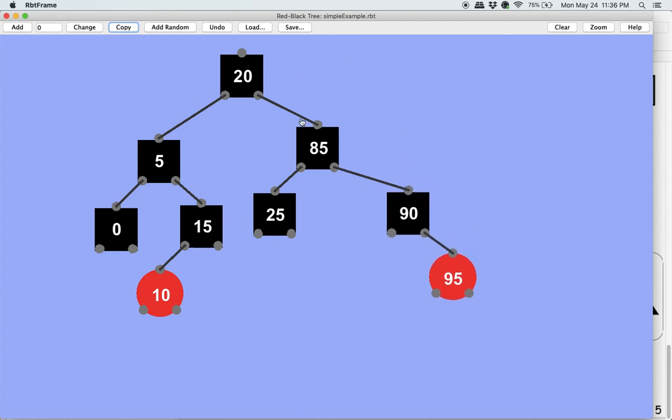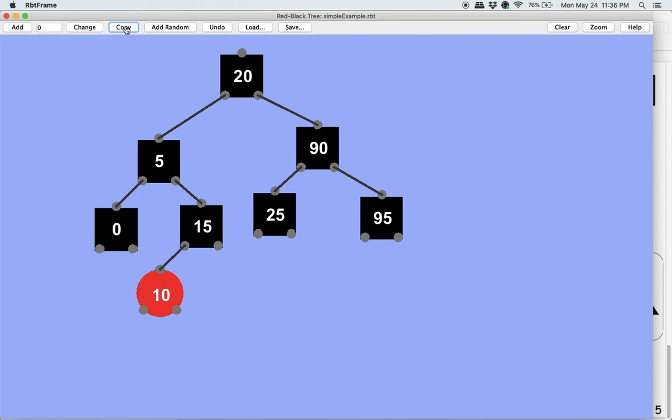I now want to delete the 85. I find the in-order successor. I go to the right and then to the left as far as possible, which is nowhere. So the in-order successor actually is the 90. So the 90 gets copied there. Delete the 90. It's got a single child. So I do the single child replacement. Color the child black. It replaces its parent. And here I am with another valid red-black tree.